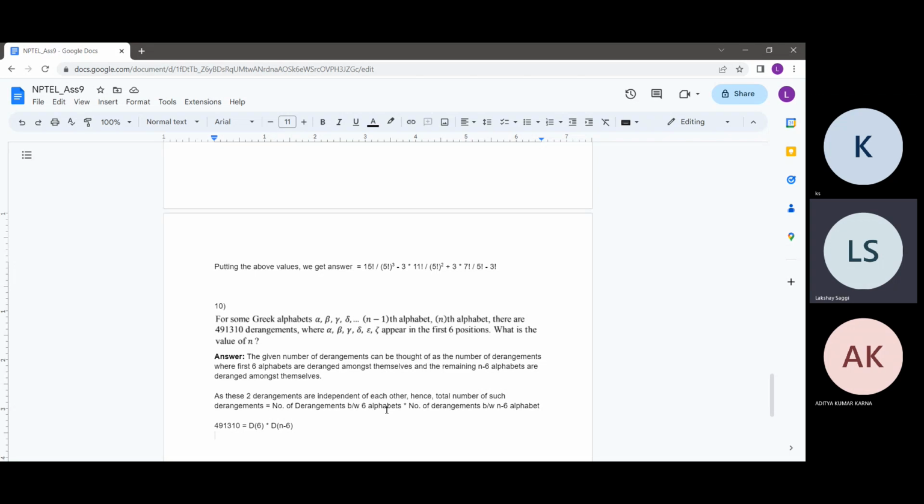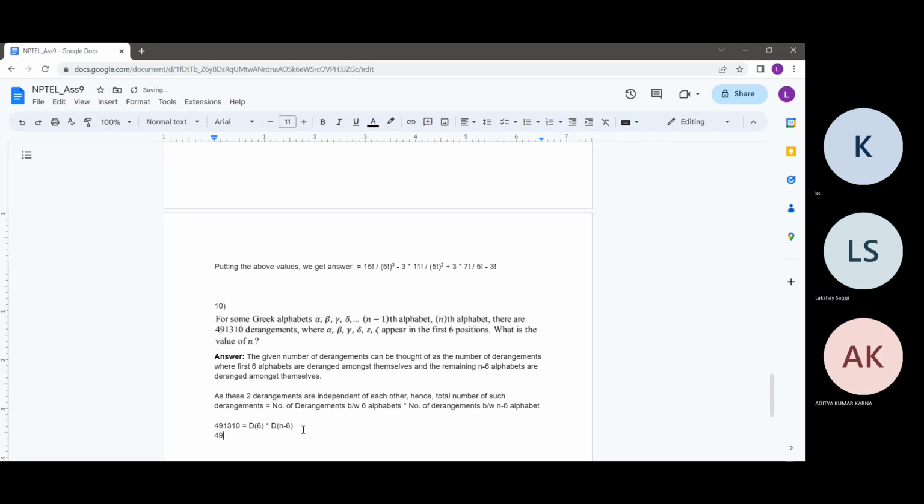It can be approximately written as n factorial upon e. You can also find D of 6 exactly using the formula of derangement: 6 factorial minus 6C1 times 5 factorial plus 6C2 times 4 factorial and so on. You can find the exact value also, but I guess it works if you just do it approximately as well. Since the questions are generally MCQs, you can give the answer as the closest one. So yeah.